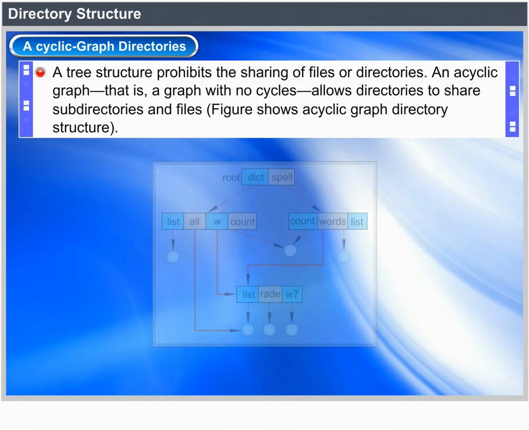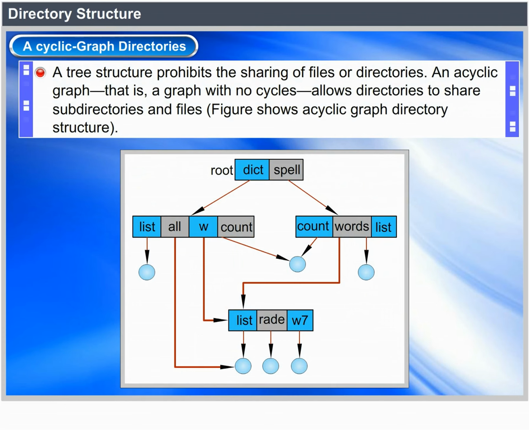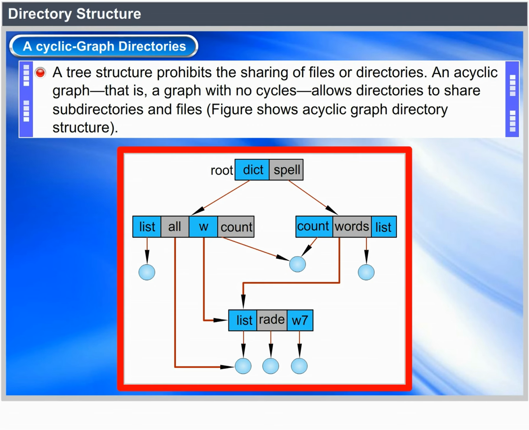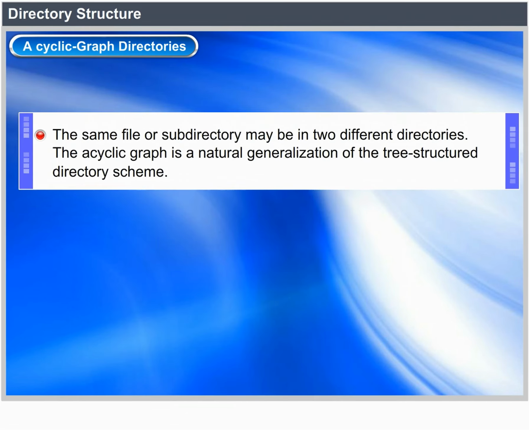An acyclic graph, that is, a graph with no cycles, allows directories to share subdirectories and files. The figure shows an acyclic graph directory structure. The same file or subdirectory may be in two different directories. The acyclic graph is a natural generalization of the tree-structured directory scheme.